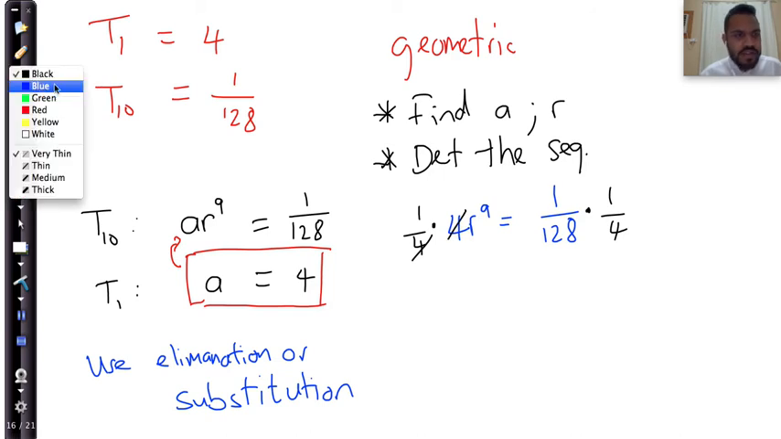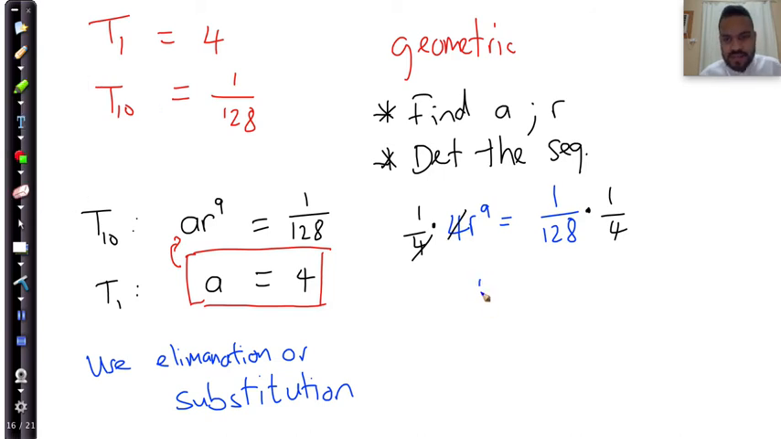I'm left with R to the power of 9 all over 1 times 1, which gives me that, and 4 times 128. Let's see what that would be. When we multiply 4 times 128, it should give us 512. Right. Now at this point, you want to try and get everything to a base raised to a power of 9.